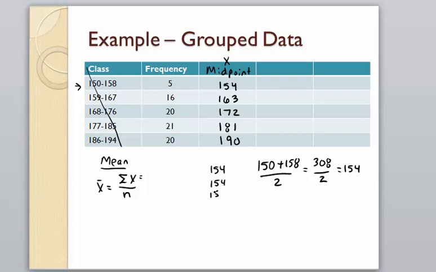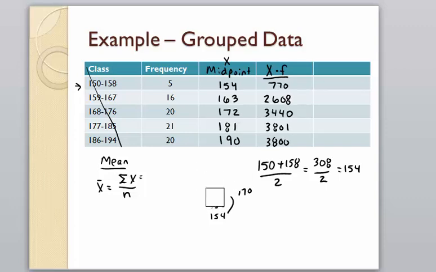When we start adding values up, we want to think about how we can easily add 154 plus 154 plus 154 plus 154 plus 154. The easiest way to do that is by using multiplication. So I'm going to add a column here, x times the frequency, and we're going to multiply. I'm going to say 154 times 5, and that gives me 770, which is what I would get if I were adding up those five 154s. Then we'll do the same thing on the second line: 163 times 16 gives me 2608. The third one, 172 times 20, gives me 3440. 181 times 21 gives me 3801. And finally, 190 times 20 gives me 3800.